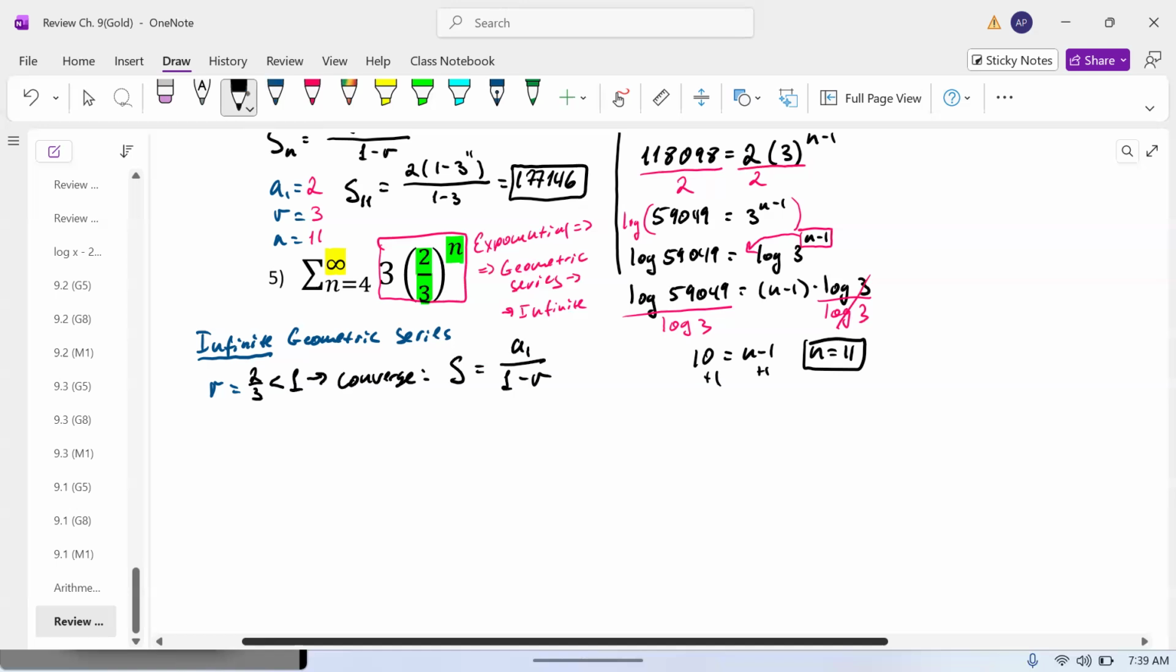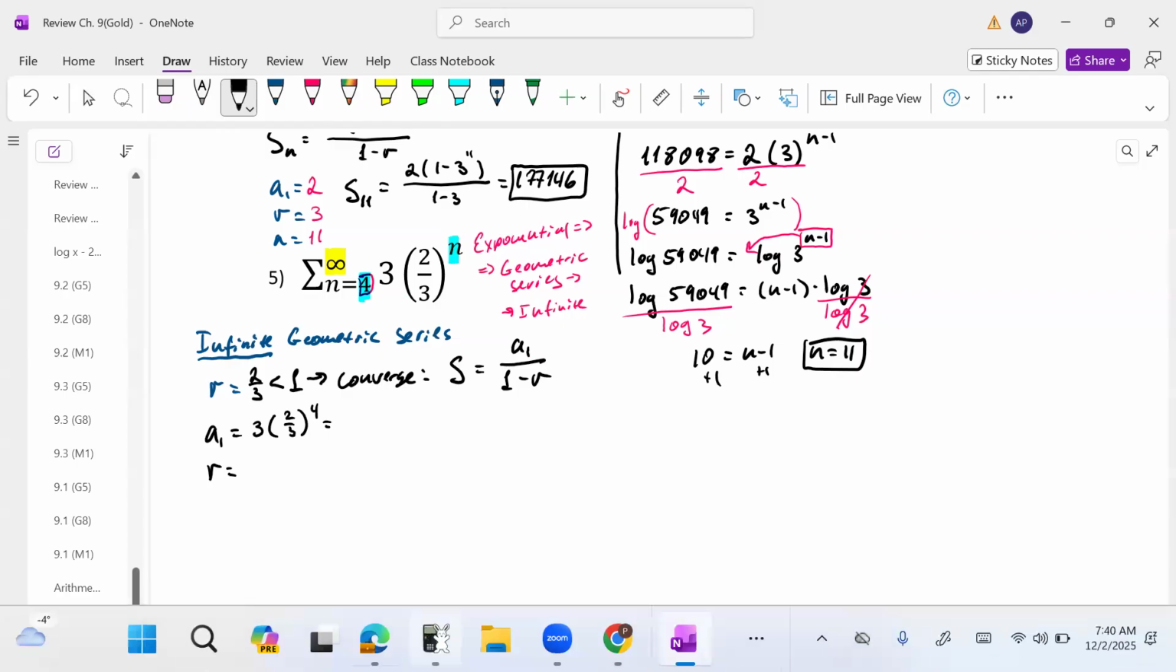Okay, now knowing the formula, we need to know what's our a sub 1, and we need to know R. Notice that these are the only two parameters in this formula. To find a sub 1, we take the bottom number, which is 4, and substitute it in for n. So it's going to be 3 times 2/3 to the power 4, and we can calculate this.